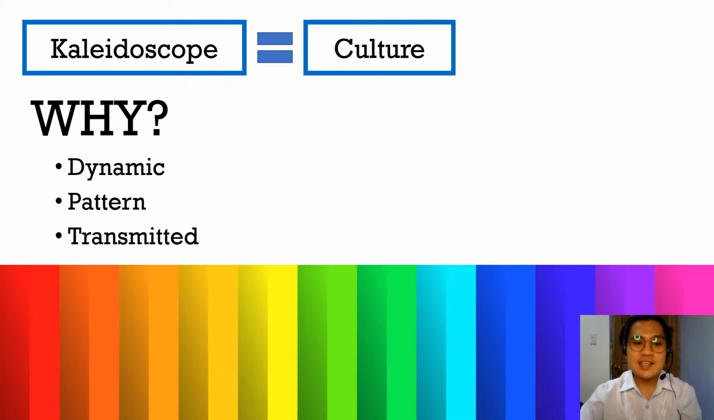And lastly, will be transmitted. Because of the reflection inside the telescope, there will be a transmission of different images to our brain, specifically to the optic nerves. Also similar with culture, there should be a transmission of shared information or shared ideas and concepts from one person to another person or from one generation to the next generation.